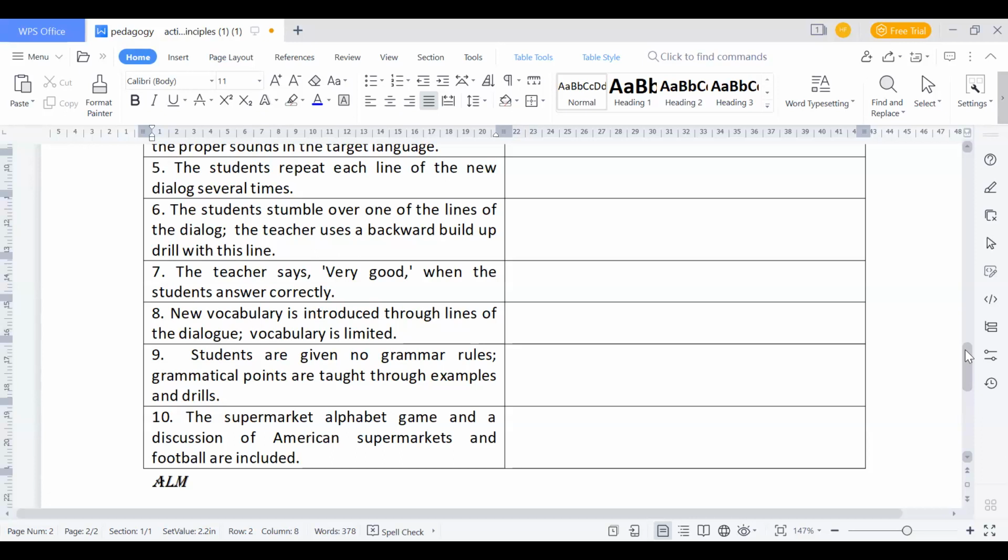Number 9, students are given no grammar rules. Grammatical points are taught through examples and drills. Grammar is taught inductively in ALM, and they believe that the theory of language is structuralism. We discussed that. Here you can talk about it. Number 9.